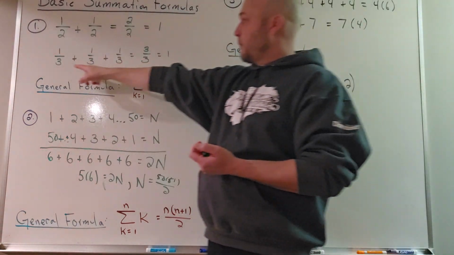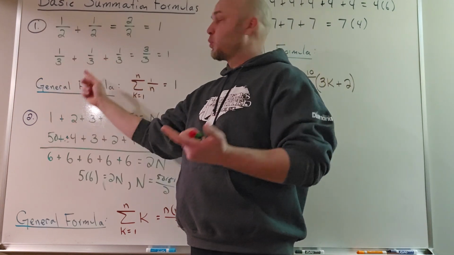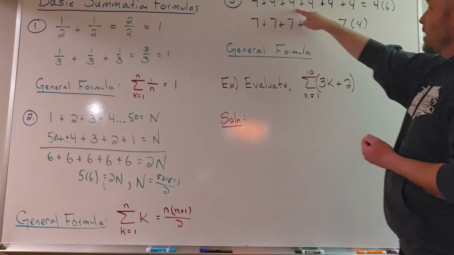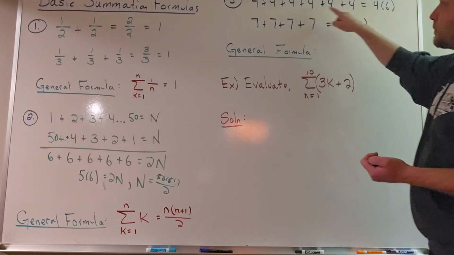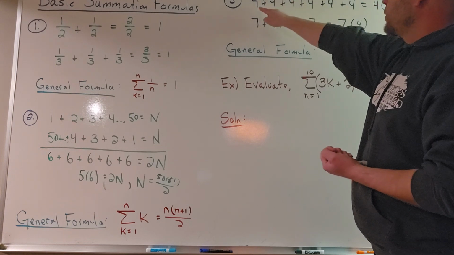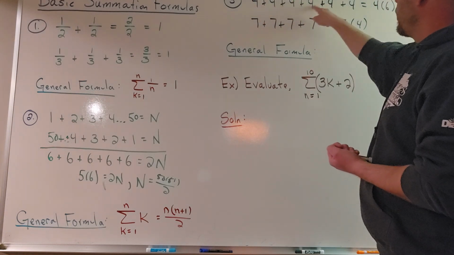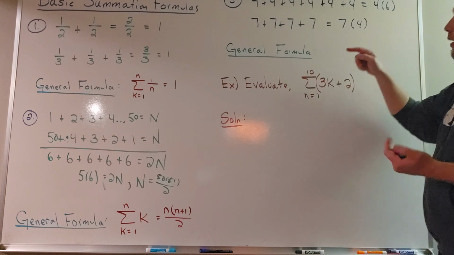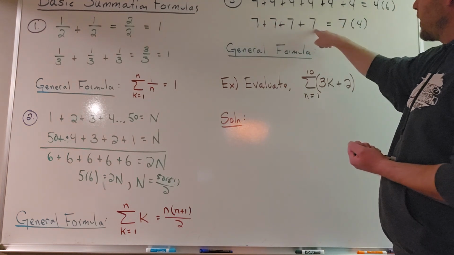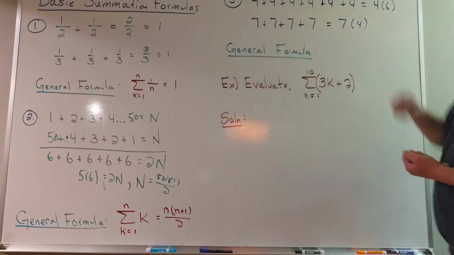Here, if I added up, say, 1/3, I want to do it 3 times. Or if I wanted to do 1/4, I would do it 4 times. But here, I'm adding up the same number any number of times. First example, I've got 4 plus 4, so let's see how many 4s do I have here. 1, 2, 3, 4, 5, 6. That means this would summarize to 4 times 6. Here I've got 7, 7, 7, 7, so I've got 4 7s, so it would be 7 times 4.